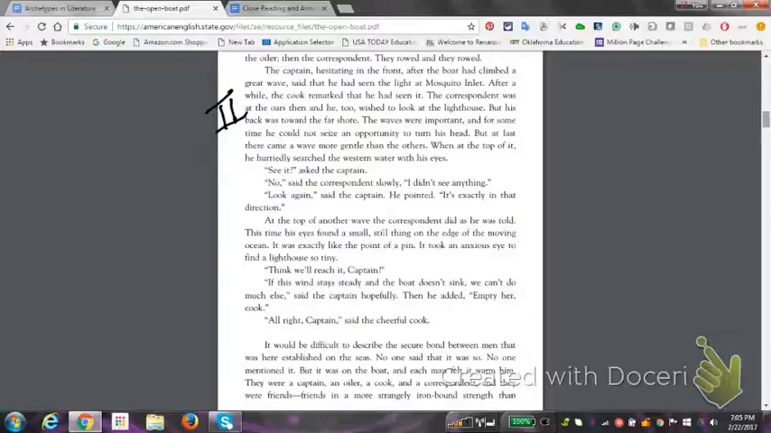"Think we'll reach it, Captain?" "If this wind stays steady and the boat didn't sink, we can't do much else," said the captain hopefully. Then he added, "Empty here, cook." "All right, Captain."